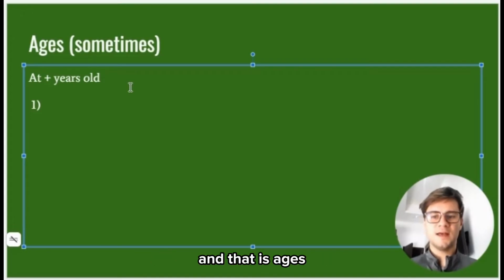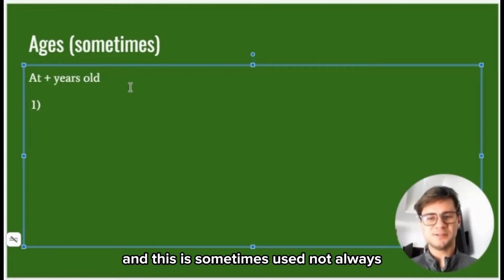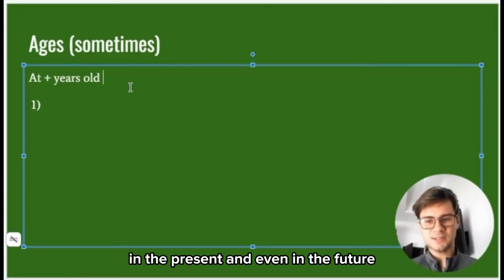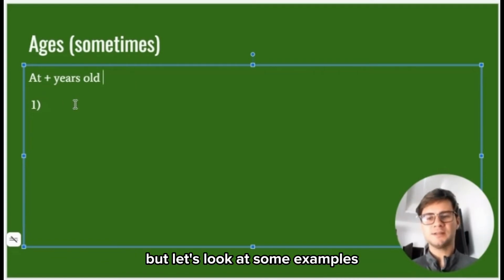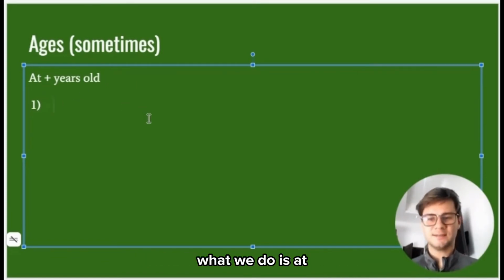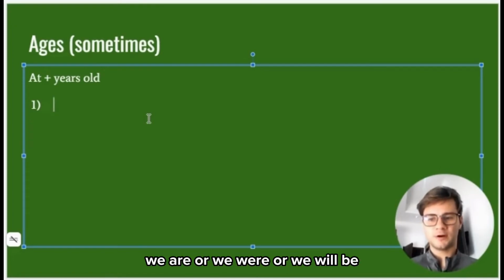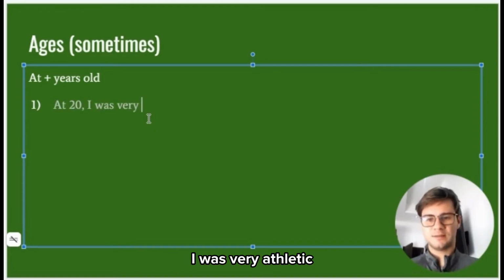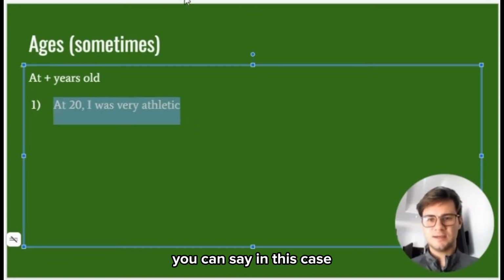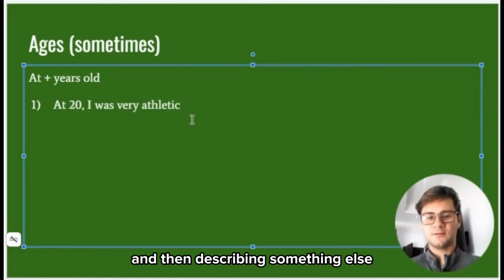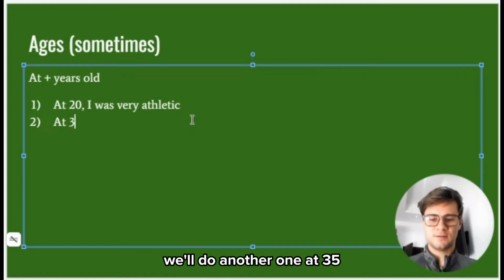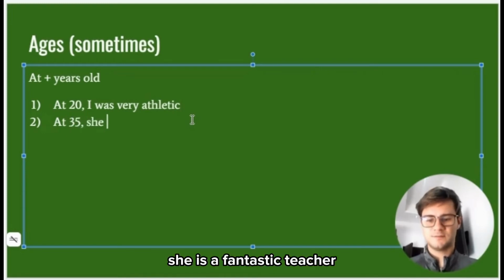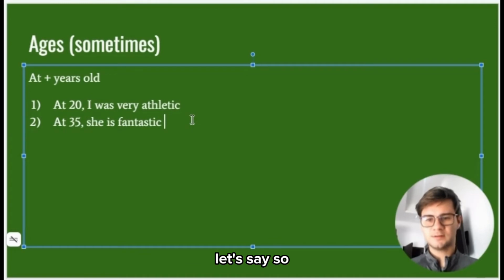All right, so we've got one more, and that is ages, and this is sometimes used, not always. You can use it in the past, in the present, and even in the future. But let's look at some examples. What we do is at with the number of years old we are, or we were, or we will be. So for example, at 20, I was very athletic, you can say. In this case, we've got at plus the age, and then describing something else. We'll do another one. At 35, she is a fantastic teacher, let's say.